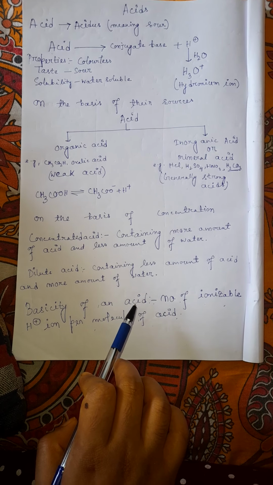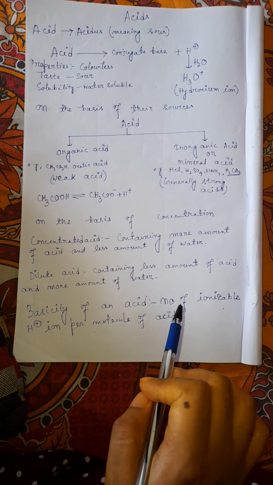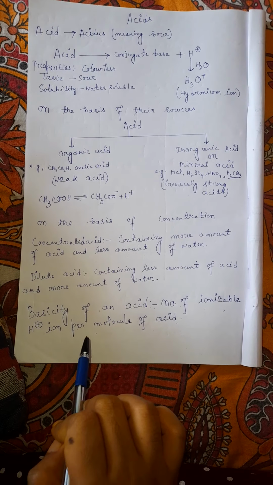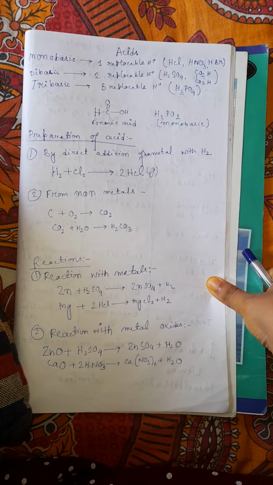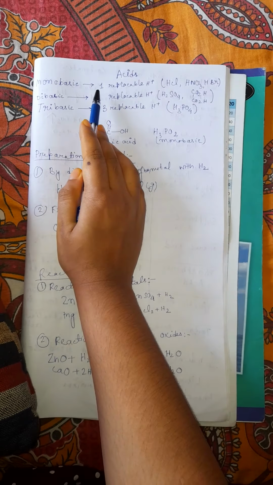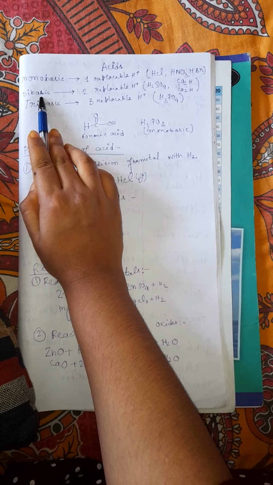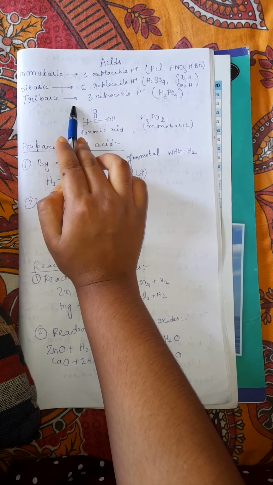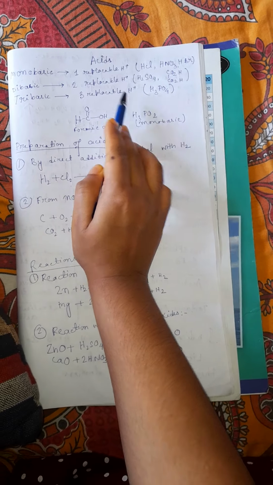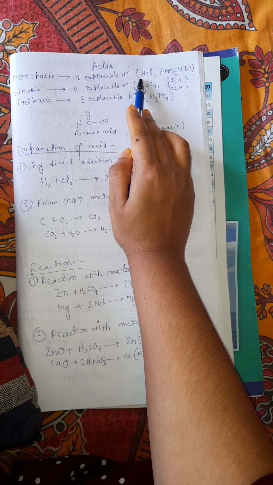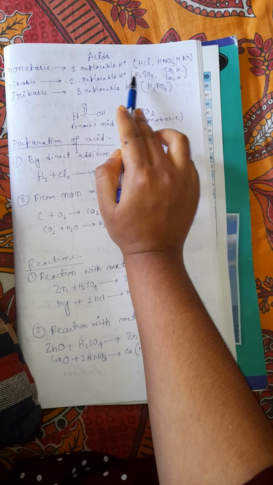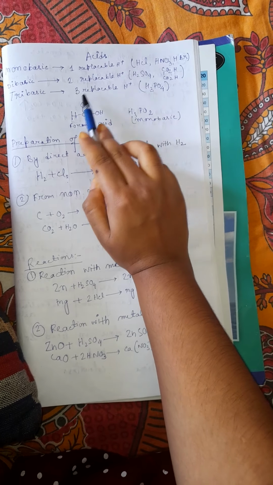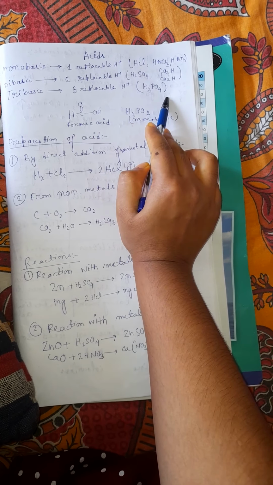Basicity of an acid. The basicity of an acid is the number of ionizable H+ ions per molecule of acid. On the basis of basicity, the acids can be divided into three parts: monobasic, which has only one replaceable H+; dibasic, which has two replaceable H+; and the tribasic, which has three replaceable H+. The monobasic acids are HCl, HNO3, HBr. Dibasic acids are H2SO4 and oxalic acid. Tribasic acids are phosphoric acid.